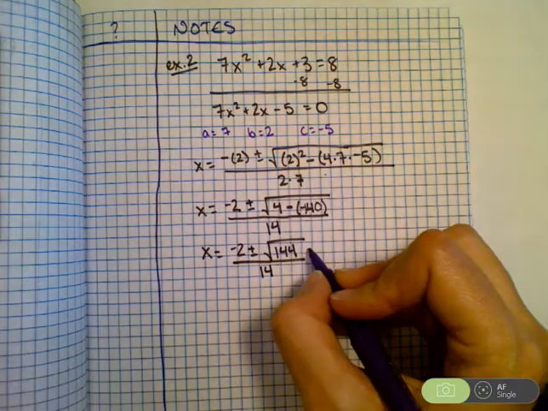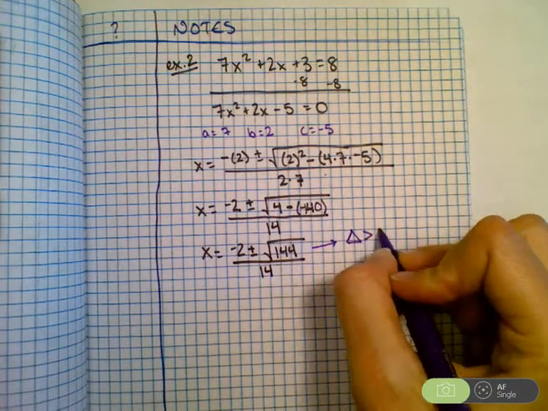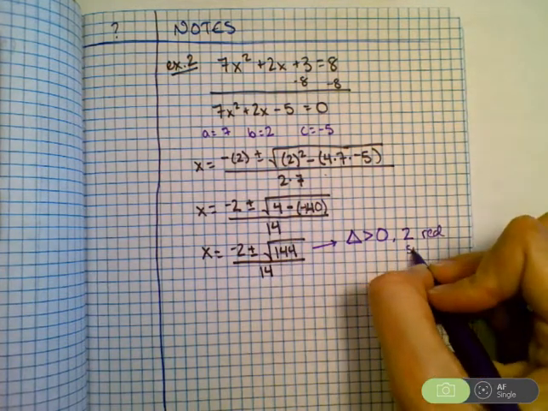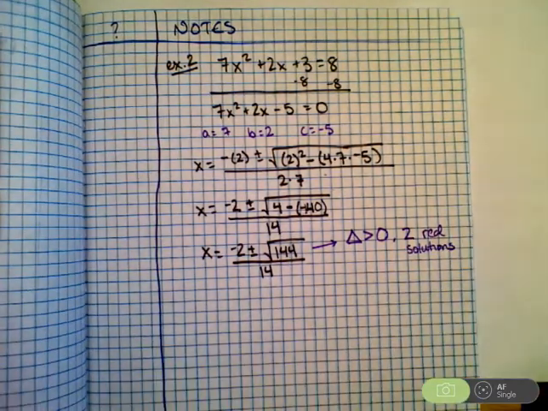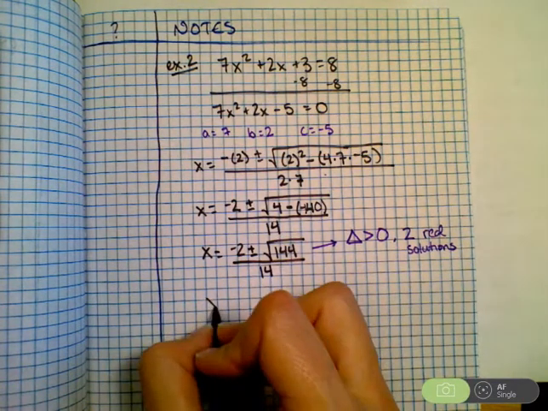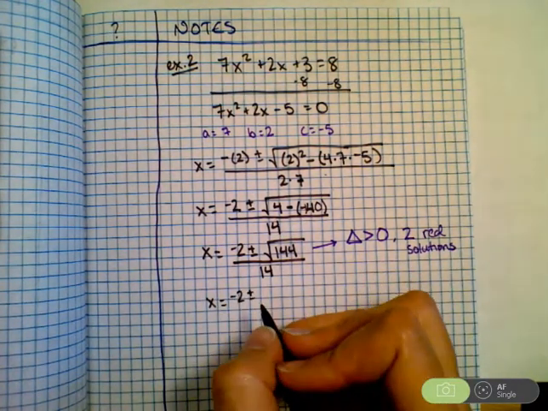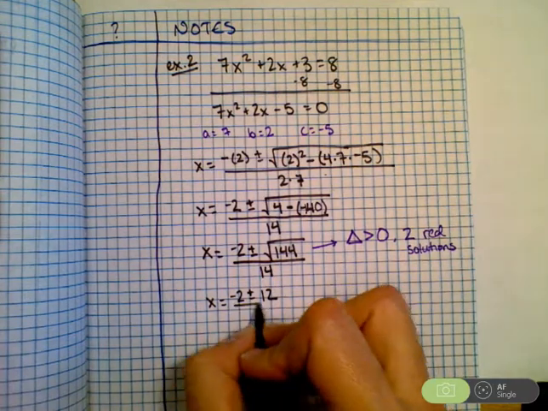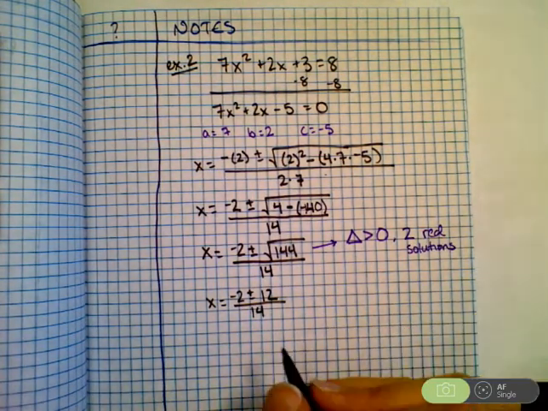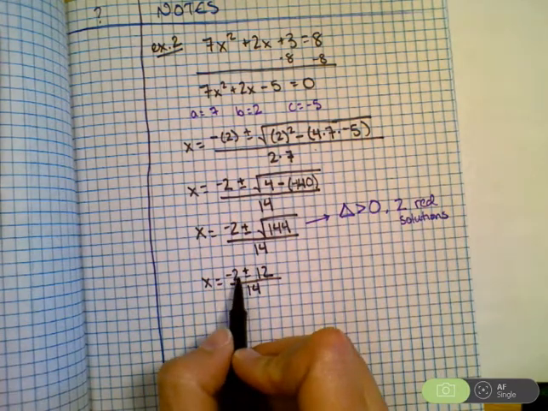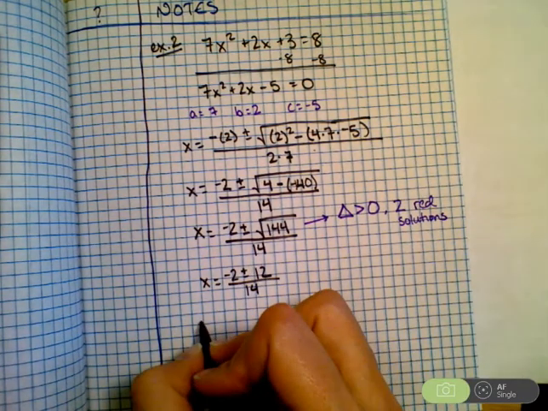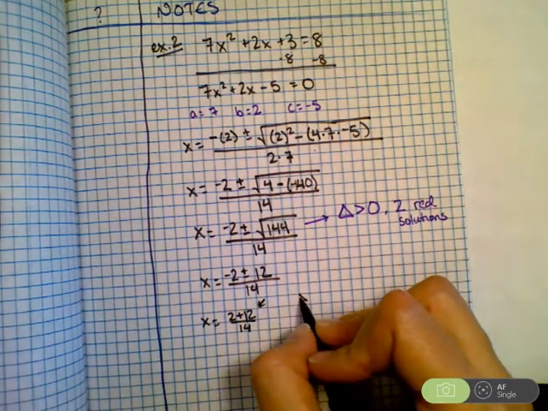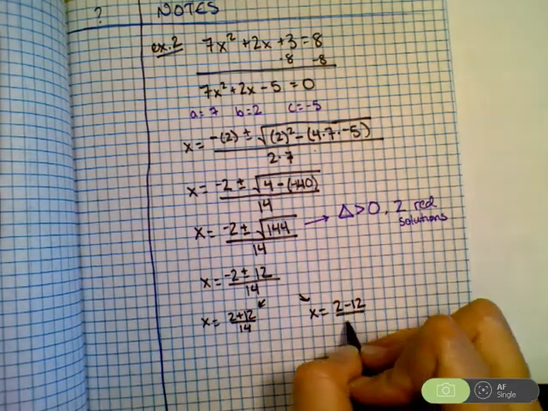Again, at this point, we want to just stop and think. Here, our discriminant is greater than 0. Discriminant greater than 0, so we're going to look for two real solutions. So we can carry on. x equals -2 plus or minus the square root of 144, which is 12. Oh, I knew that. Silly. I picked up my calculator for no reason. So now we can split it up into the plus and the minus. So x equals 2 plus 12 over 14, or x equals 2 minus 12 over 14.